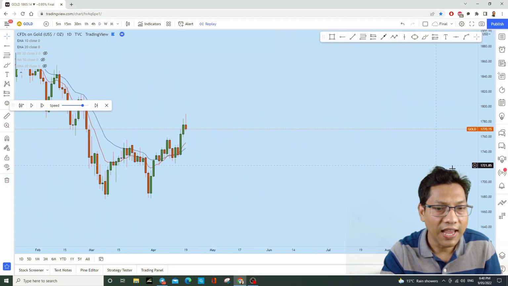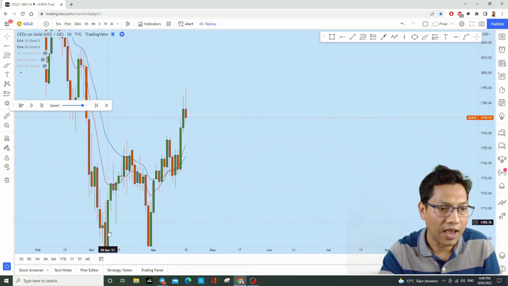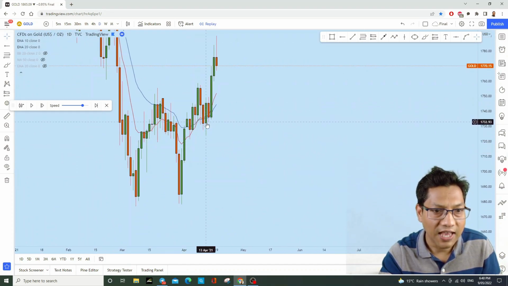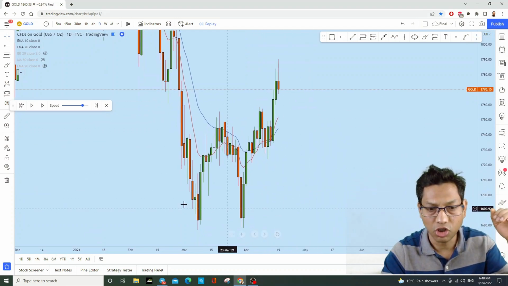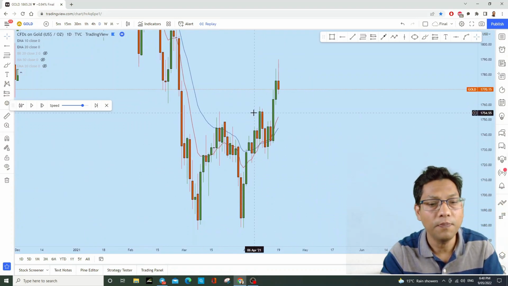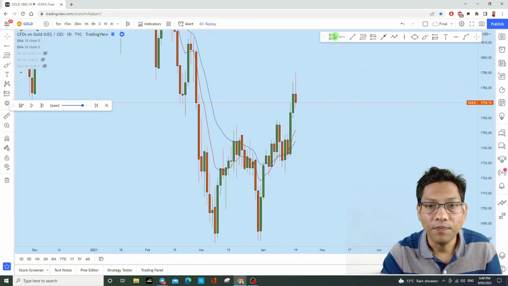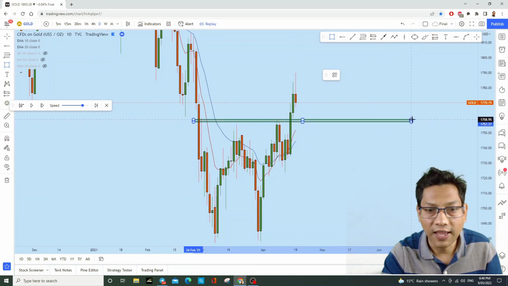Now where is the area of value for this gold trade? As you can see, after the double bottom formation, the price created a nice structure to the upside. It's a clearly defined uptrend now because there is a double top, pardon me, double bottom, and the price broke above. Now where is the next area of value? This previous swing high is the area of value.